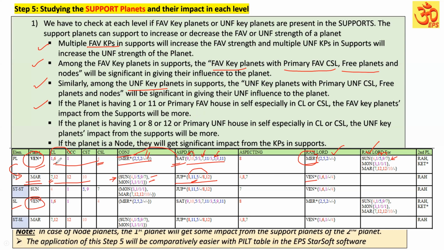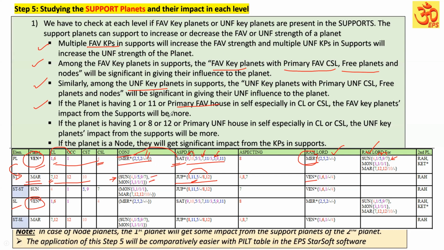That we already discussed. Being the Lagna Lord, it will get the support of Mercury, Saturn, and Sun significantly, because the Lagna Lord will get all the significations strongly. Similarly, if it is the 11th Lord also, it will get the primary favorable house. It is the 7th Lord. The 7th Lord will get the support of the Sun and Moon significantly.